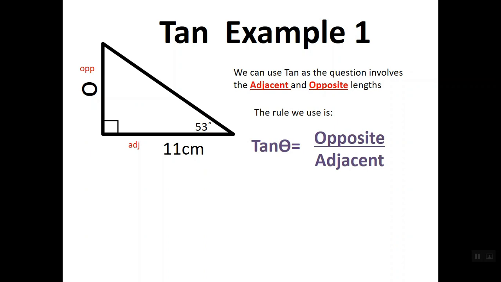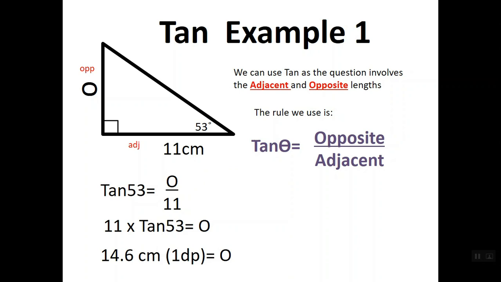And then I now substitute all that I know. So tan 53 degrees is equal to basically O, which represents my opposite, over my 11 centimeters. Next step is to multiply both sides of the equation by 11 centimeters. When I do that, I get 11 times tan 53 degrees equals O, and that's what I'm trying to find. All I need to do now is to input that in my calculator. When I do that, I get an answer of 14.6 centimeters correct to 1 decimal place.